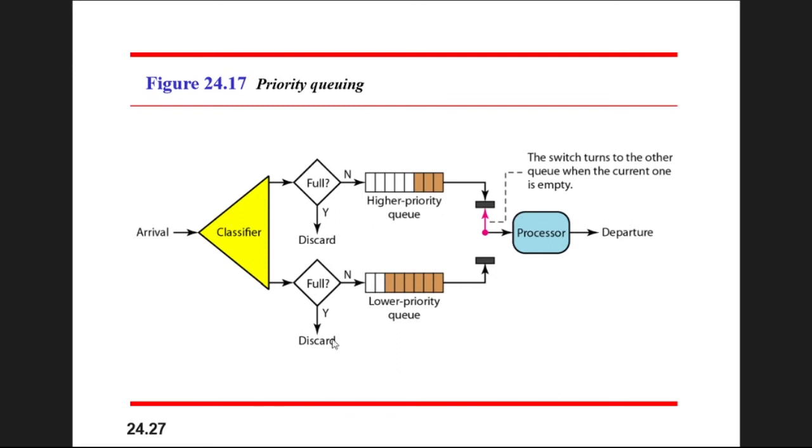The switch turns to the other queue when the current one is empty. Here is the switch. At first the higher priority queue should have the chance to send data to the processor, and if the higher priority queue is empty, then the lower priority queue gets its turn. The higher priority queue should be empty first, and only then can the lower priority queue get a chance to access the processor. So this is also a congestion control technique, and you can improve the quality of service in this way.